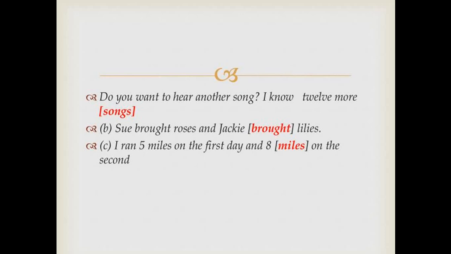Sue brought roses and Jackie lilies. So here the word "brought" is omitted because without this word we can understand what's going on in the sentence. I ran 5 miles on the first day and 8 on the second. So here the word "miles" is omitted because without this word we can understand what's going on in the sentence. The meaning is the same.